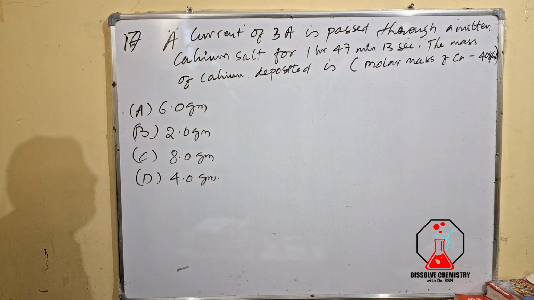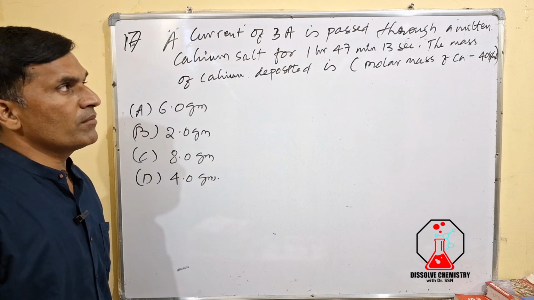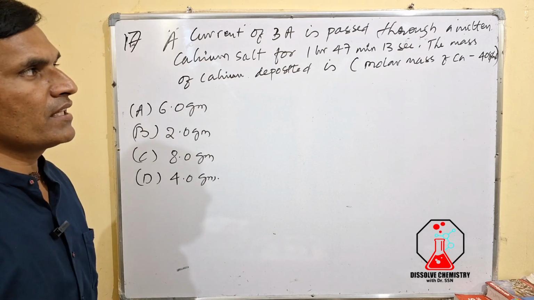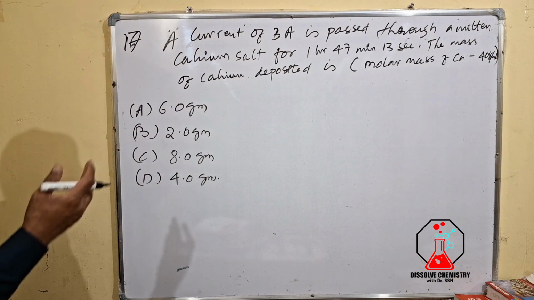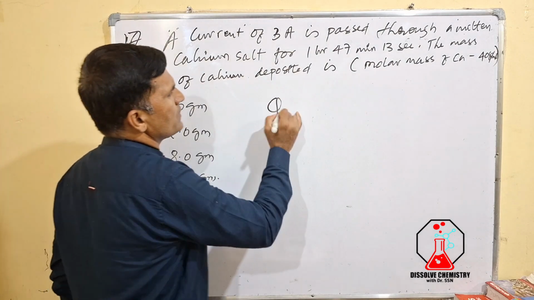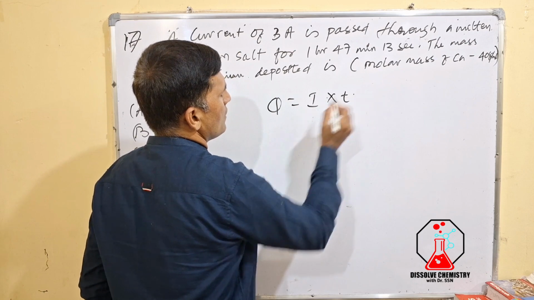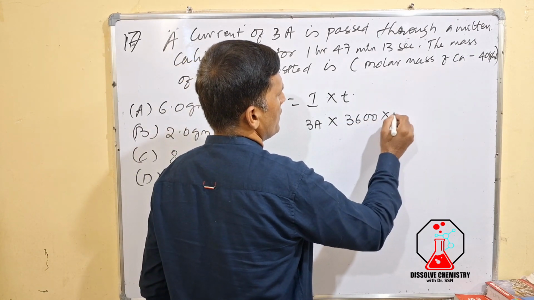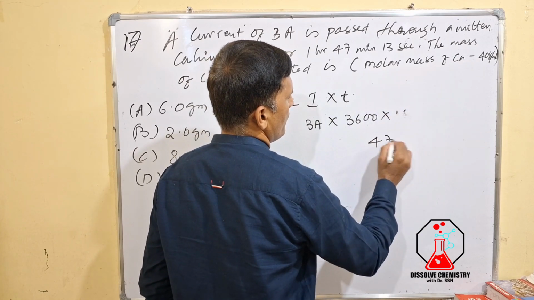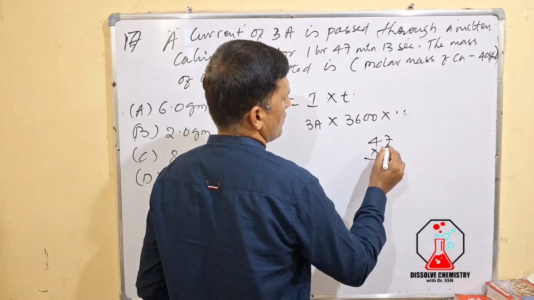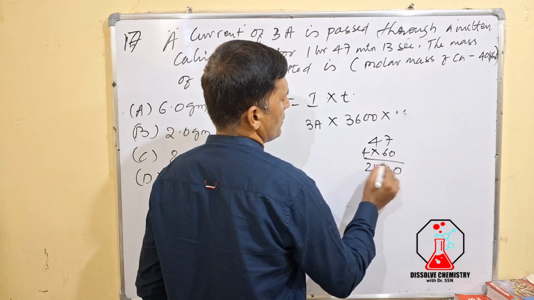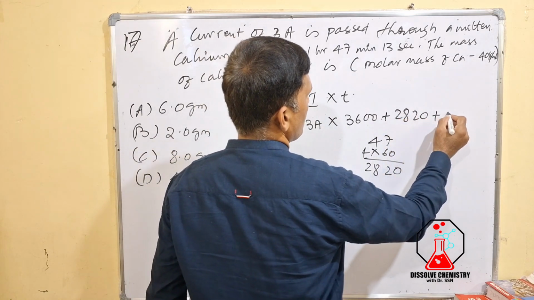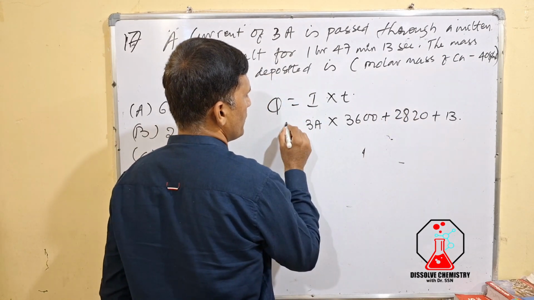A current of 3 ampere is passed through a molten calcium salt for 1 hour 47 minutes 13 seconds. The mass of calcium deposited is, given the molar mass of calcium as 40 gram per mole. To solve this, Q is equal to I into T. The current is 3 ampere and the time you have to take as 1 hour, meaning 3600 seconds, plus 47 into 60, which is 2820, plus 13 seconds.